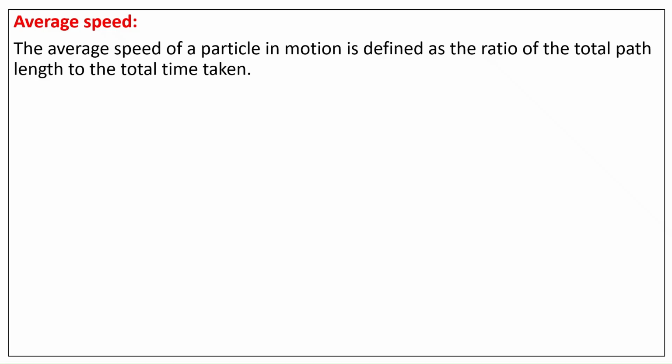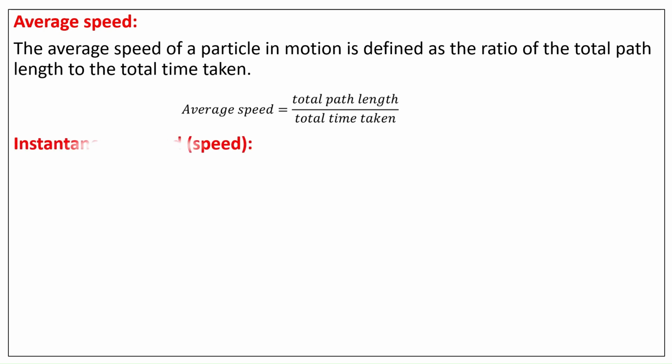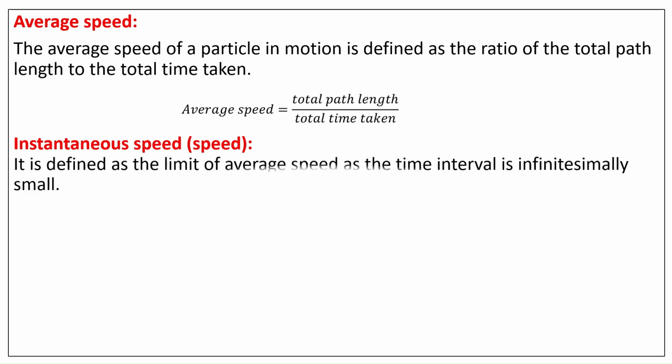Next, average speed. The average speed of a particle in motion is defined as the ratio of the total path length to the total time taken. Formula: average speed is equal to total distance or total path length by total time taken. Next, instantaneous speed. It is defined as the limit of average speed as the time interval is infinitesimally small.